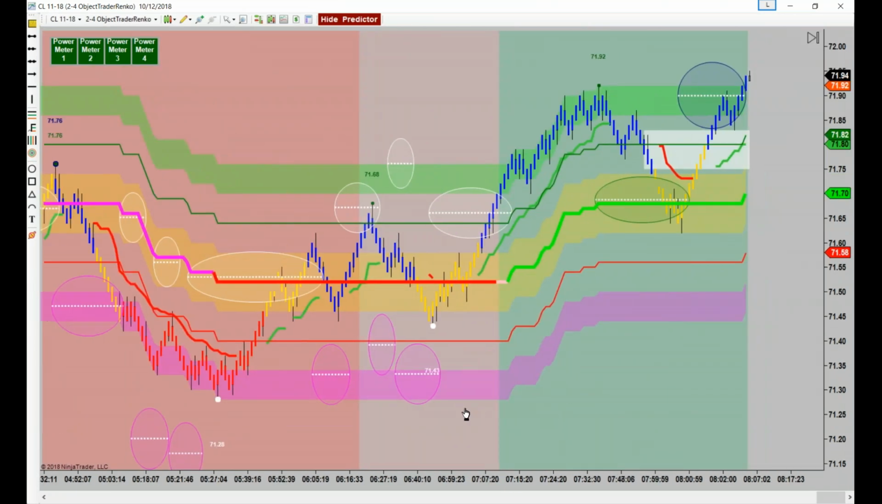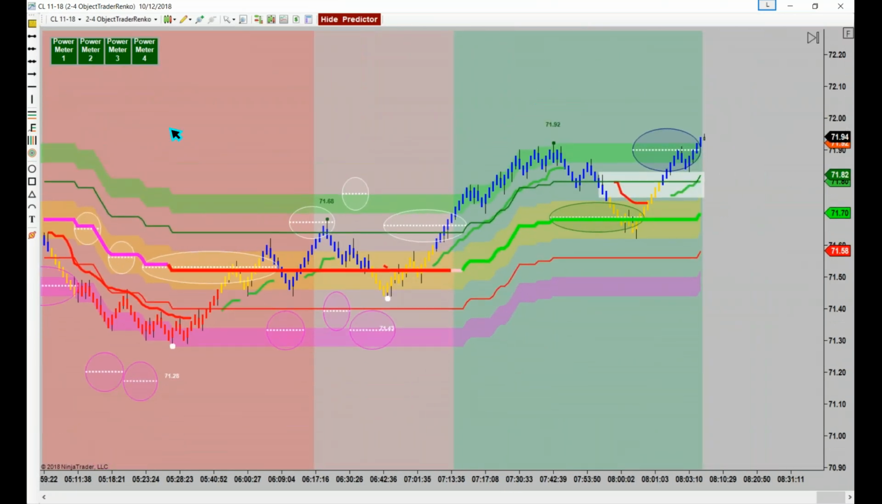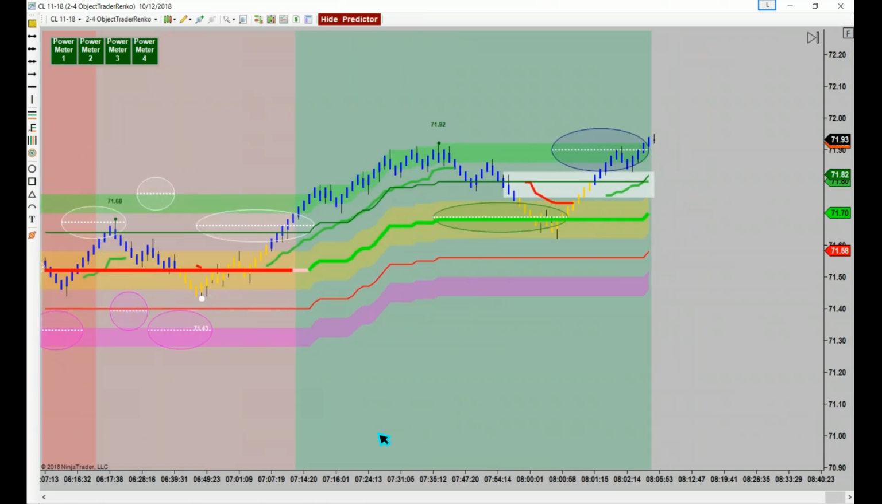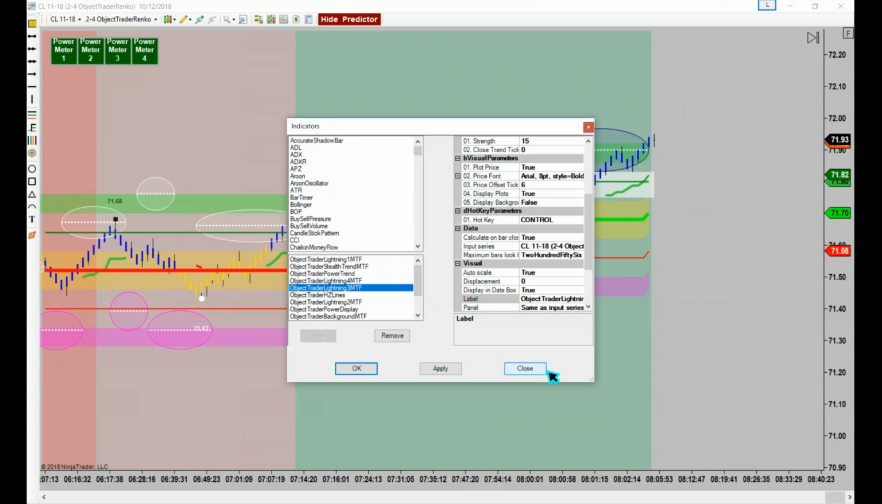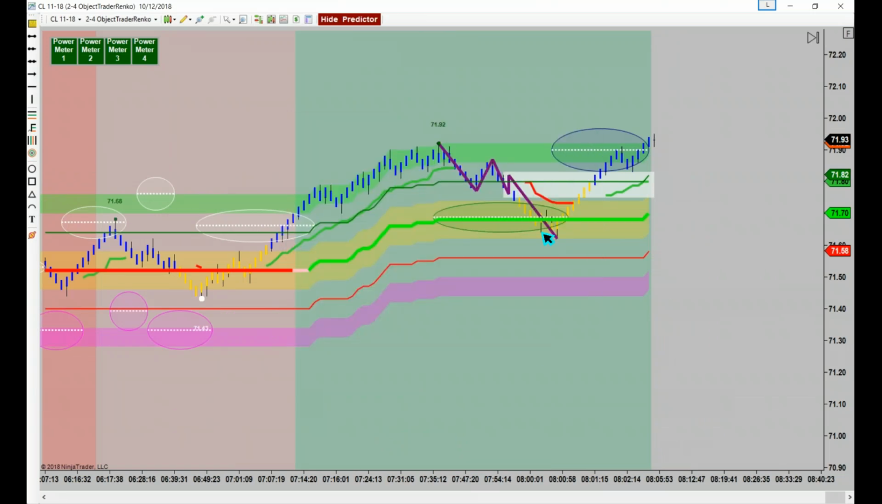This is a 2-range Renko, a 2-4. Okay, and yes, you can draw Lightning on this chart too. See, here's Lightning 1 right here. And here's Lightning 2. See, like that. Because this Lightning is drawing on a 4-range chart.